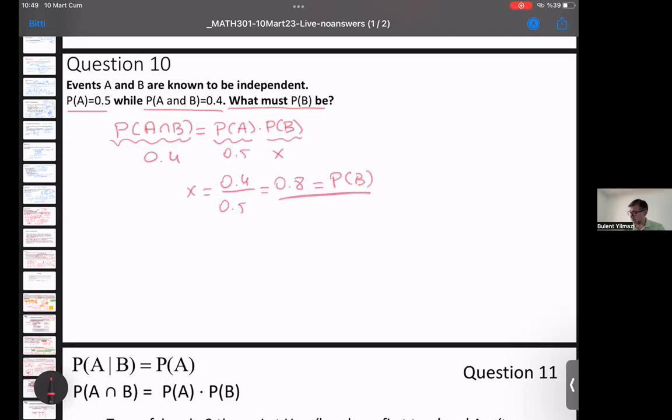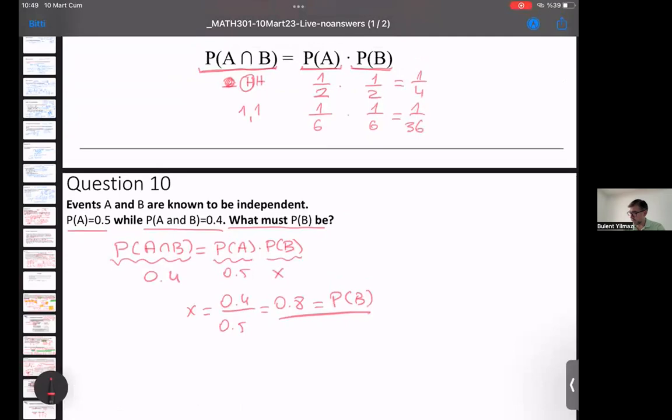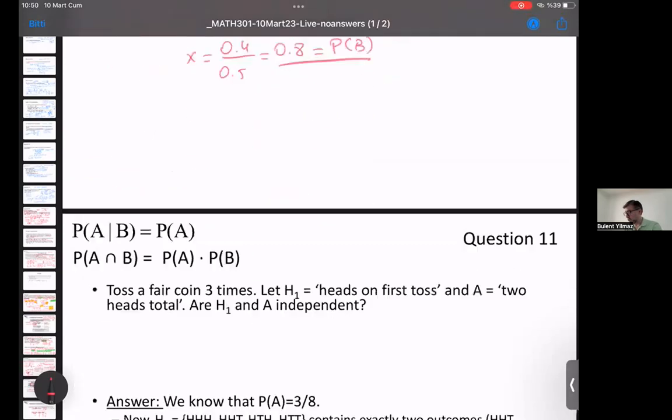Is this clear, guys? So this was something that I just mentioned to you. If these are independent events, then if I multiply the probability of A and the probability of B, I should get the probability of A and B. So that's why this is 0.5, this is 0.8. If I multiply them, I will get 0.4. Okay, last question.